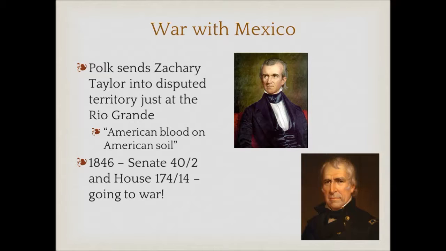So immediately, when that reaches the ears of Polk, Polk puts it in every newspaper that he can across America. He takes it to Congress. I want to go to war. You're the only one that can declare it. It's 1846. The Senate votes. It's 40 to 2. The House is 174 to 14. Guess what? We are going to war with Mexico.